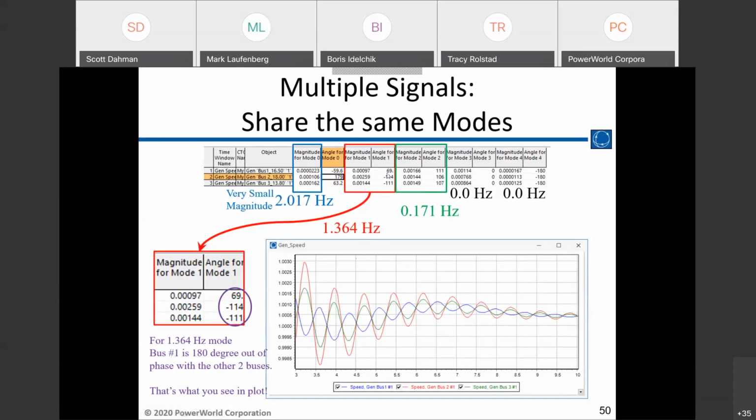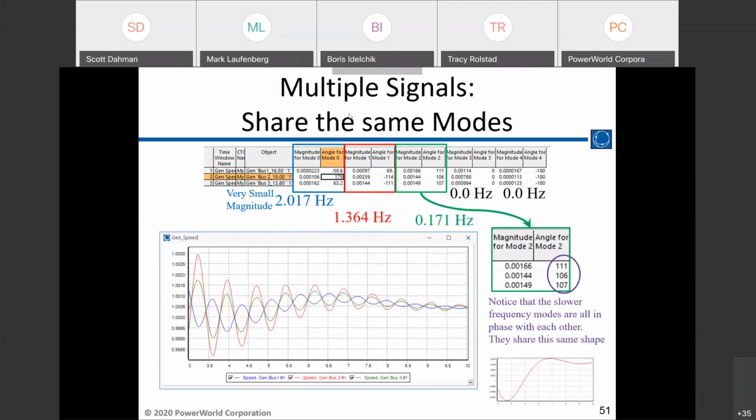One of the things you'll notice is when I look at the angle associated with that particular mode for each signal, you'll see that there are 2 generators that are about minus 110 degrees and another generator that's at plus 69 degrees. So they're 180 degrees out of phase in that particular mode. Well, if I look at my plot, I'm like, yeah, that makes perfect sense, because generator 1 is oscillating out of phase with generators 2 and 3, which is exactly what the modal results are showing us. So that's somewhat comforting that, yes, indeed, that makes sense.